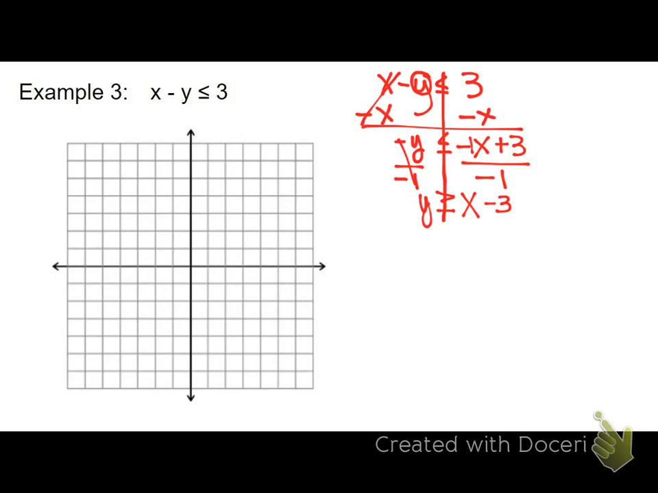Step 2, graph it. Where do I start? I start at my origin. Which direction do I go? Down 3. 1, 2, 3. And then what about for my slope? Up 1. And then just because I want 3 points. What kind of line am I going to graph? Solid, because the inequality sign is greater than or equal to or less than or equal to. Okay, so that's step 1 and step 2.